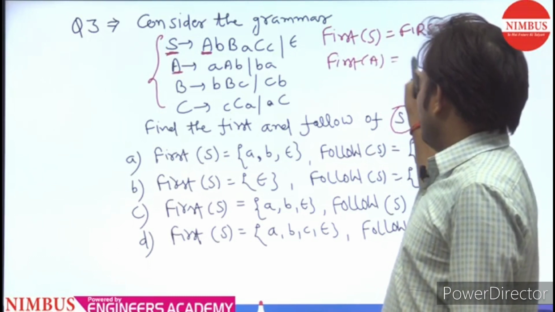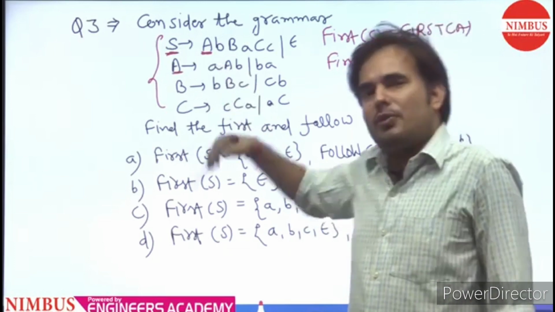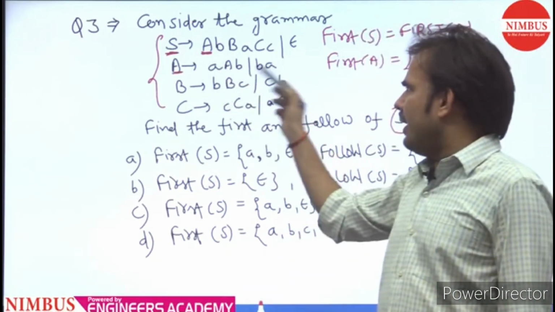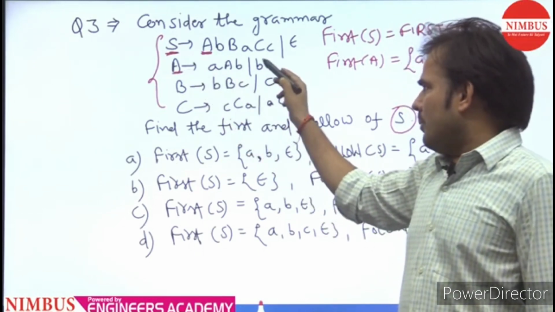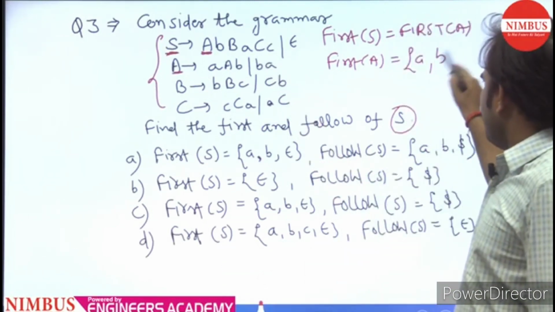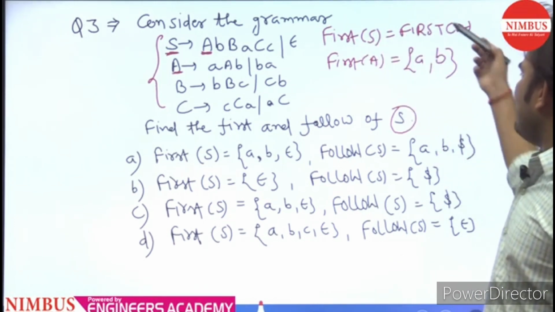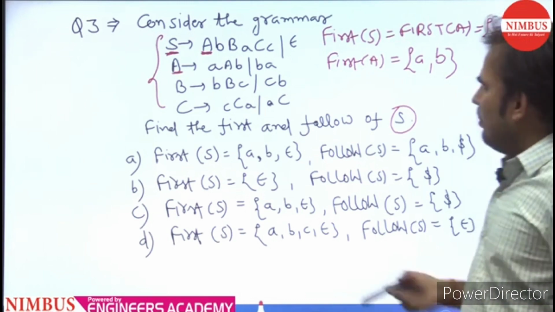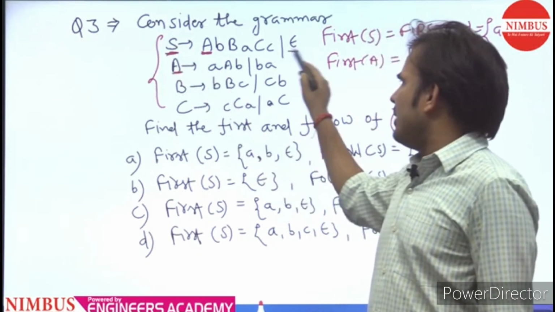First of A. First of a terminal is the terminal itself, so a will come here. And again this is a production, so first of A is first of B, which is b. So first of S equals first of A. What do we have in first of A? a comma b. But here we have S tends to epsilon also.